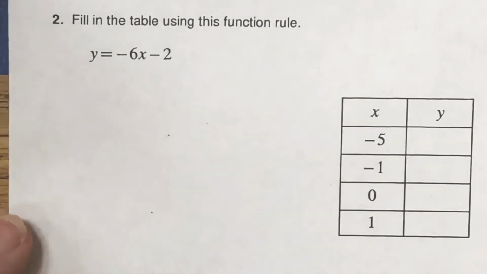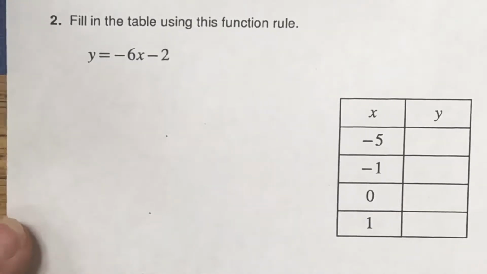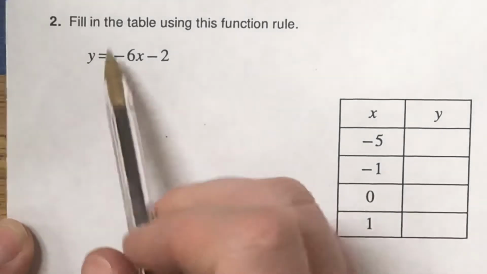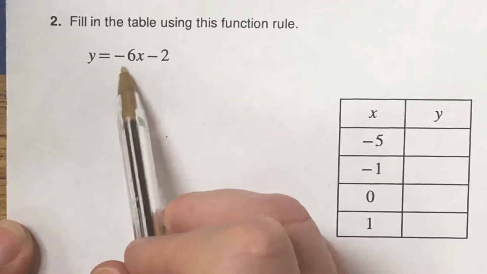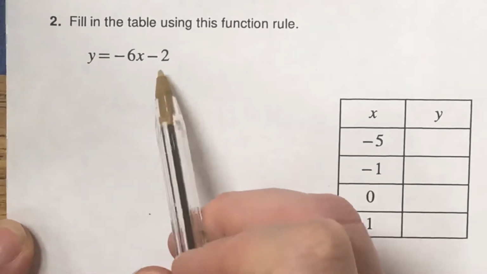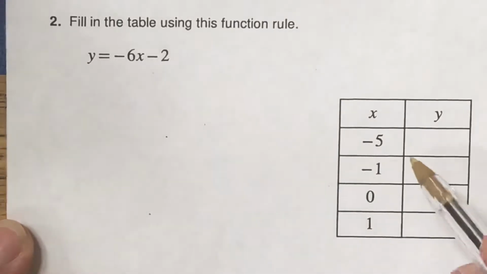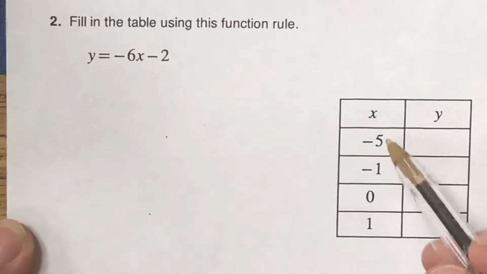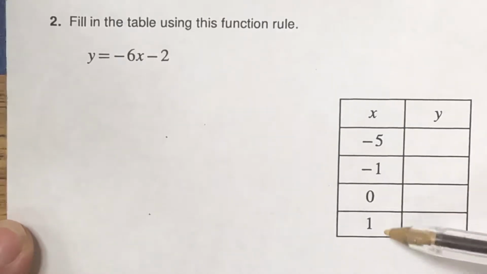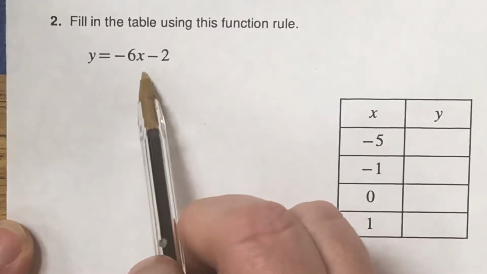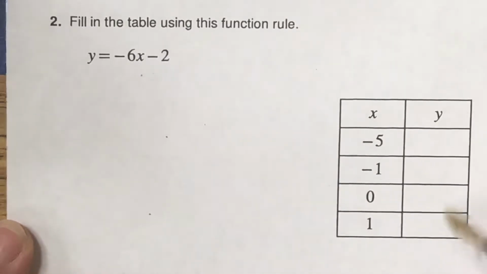Problem 2 says fill in the table using this function rule. So it says y equals negative 6x, subtract 2. So the same thing happens on this one. I'm just going to take these values for x, plug them into this problem, and find out what y is. So let's try the first one.